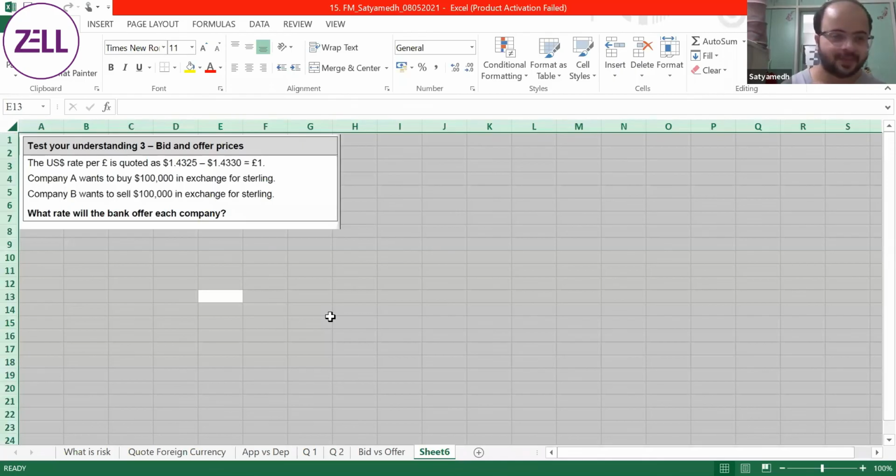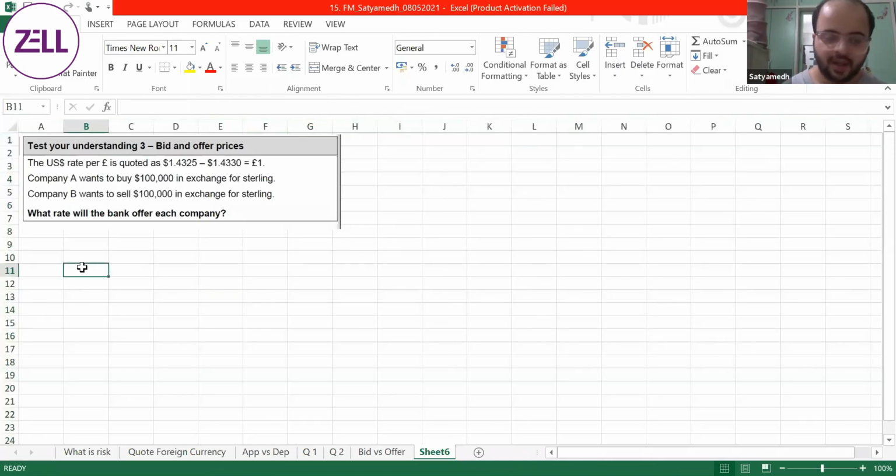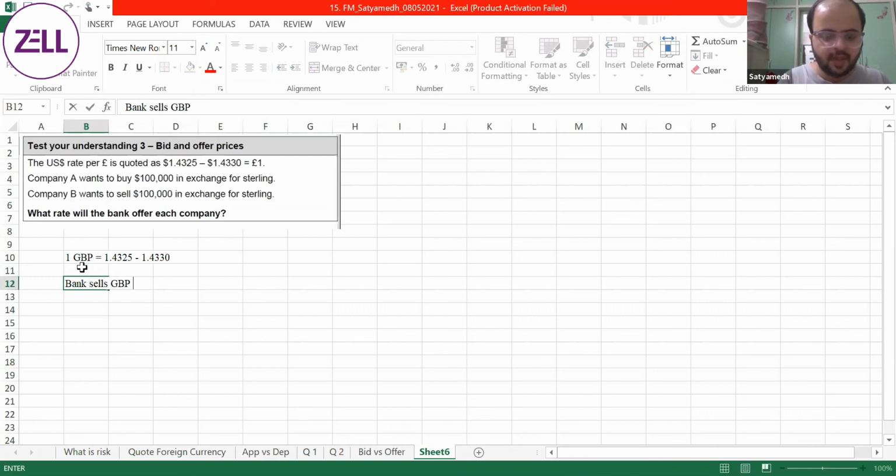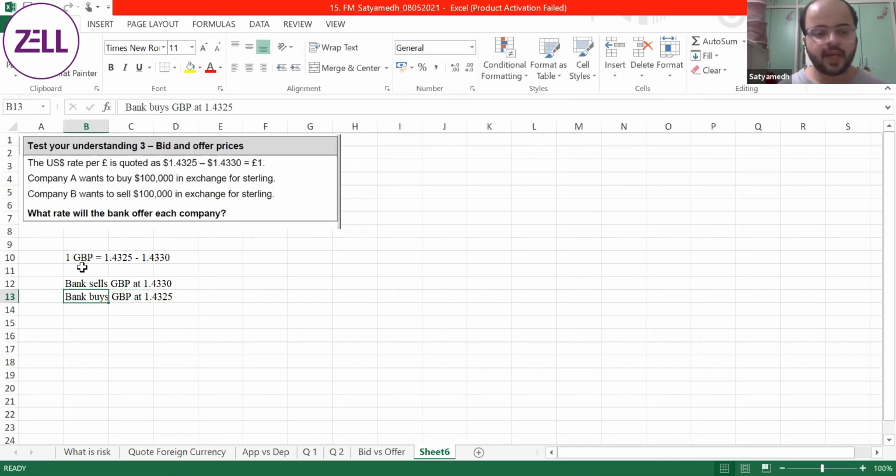Okay, this question. The US dollar rate per pound is quoted as 1 pound is equal to 1.4325, 1.4330. ठीक है? 1 GBP is equal to 1.4325 and 1.4330. अब फटाफट लिख देने का. बैंक sells GBP at 1.4330 and bank buys GBP at 1.4325. Okay. Sells at 4330, buys at 4325. Selling at a higher rate, purchasing at a lower rate. That makes your life easier.